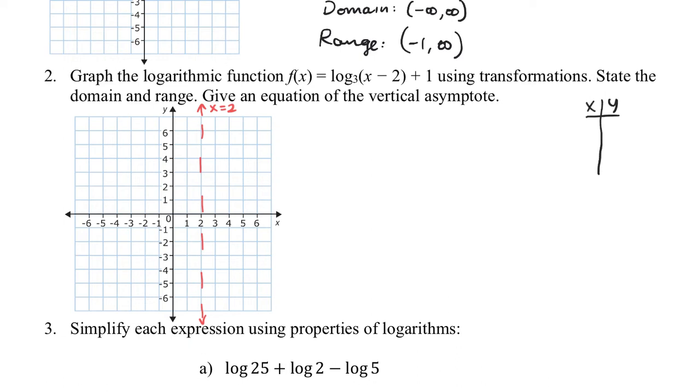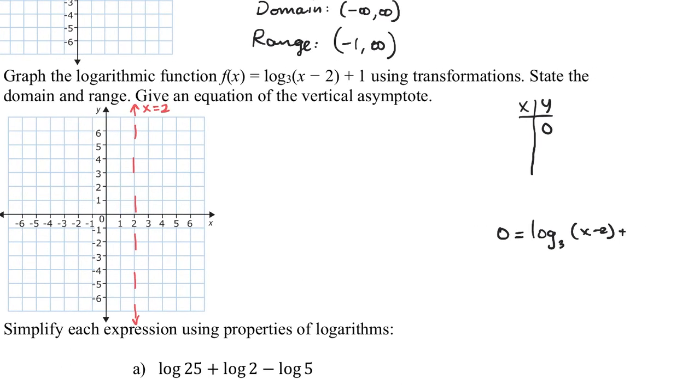One of those points, it's nice if we can locate the x-intercept where it crosses through the x-axis. That means we need a y value of 0. So I plug in a 0 for y. Remember, f of x is the same as y. We would solve the equation 0 equals log base 3 of (x minus 2) plus 1. Now we need to solve for x.